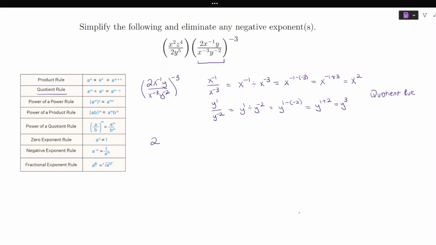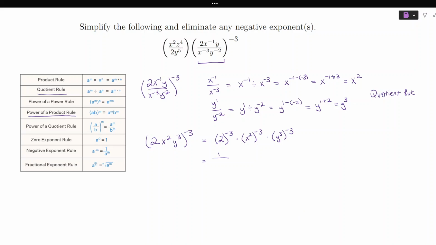So I have 2 times x squared, and then times y to the third, all to the -3rd power. So what I'll do here is use the power of a product rule. So I know that if I have all of these terms to the -3rd power, I can rewrite them individually and multiply them. So then I'll evaluate each one separately and then multiply them all. So 2 to the -3rd.